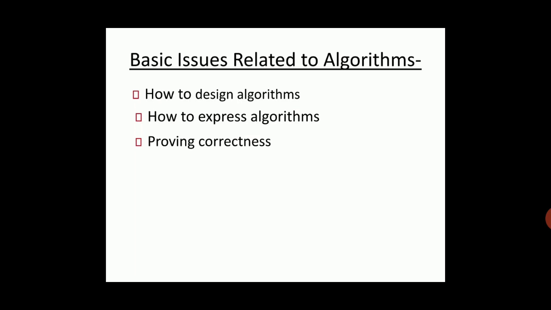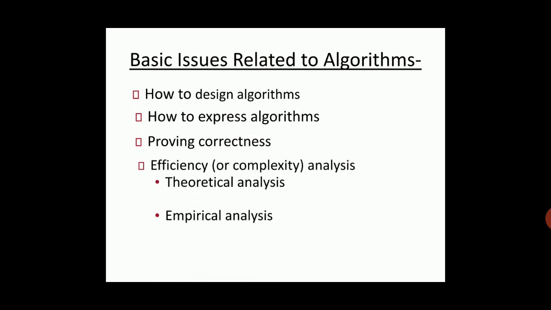Okay, and after finding the correctness, you have to go for efficiency. That means how efficient and how complex my algorithm is. The next point is the efficiency of the algorithm. We have to analyze your algorithm theoretically, as well as through empirical and experimental analysis. These are the issues according to our algorithm.